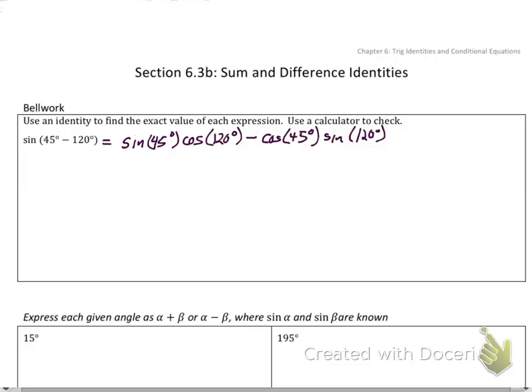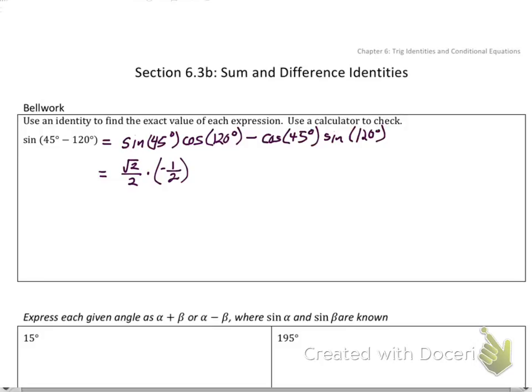Okay, then we have a unit circle, so we can check all of these values. Who can tell me what the sine of 45 degrees is? Square root of 2 over 2. Cool. What's the cosine of 120? Negative 1/2. How would you know it's negative? Because it's in the second quadrant. Yep, it's in the second quadrant. So we have All Students Take Calculus, only sines are positive there.